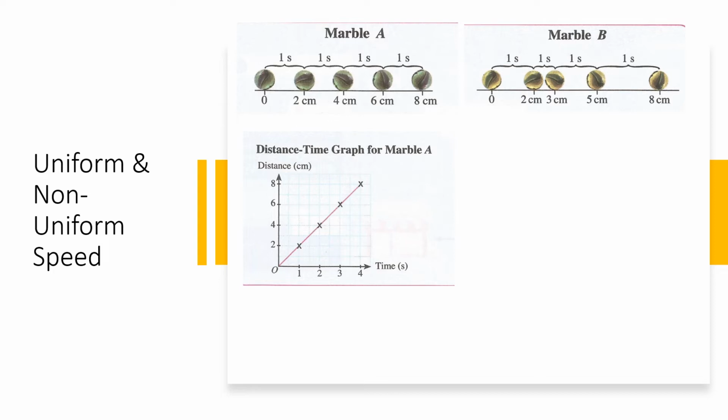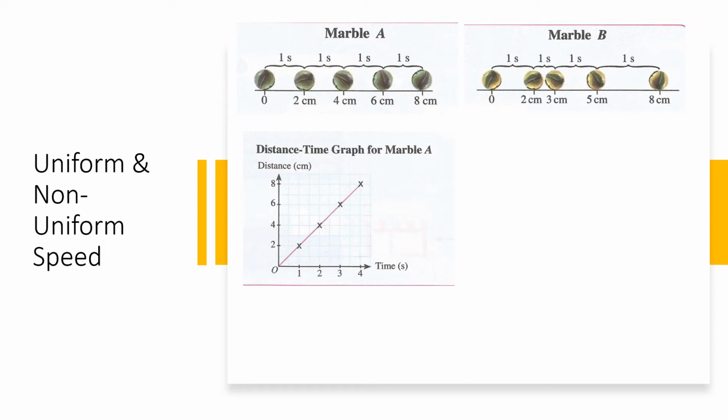Okay, let's look at marble B. For the first second, it travels 0 to 2 cm, which is 2 cm. In the next second, satu saat berikutnya, it travels from 2 cm to 3 cm, which means it travels only 1 cm. For the third second, it travels from 3 cm to 5 cm, which is 2 cm. And for the last second, it travels from 5 cm to 8 cm, which is 3 cm.